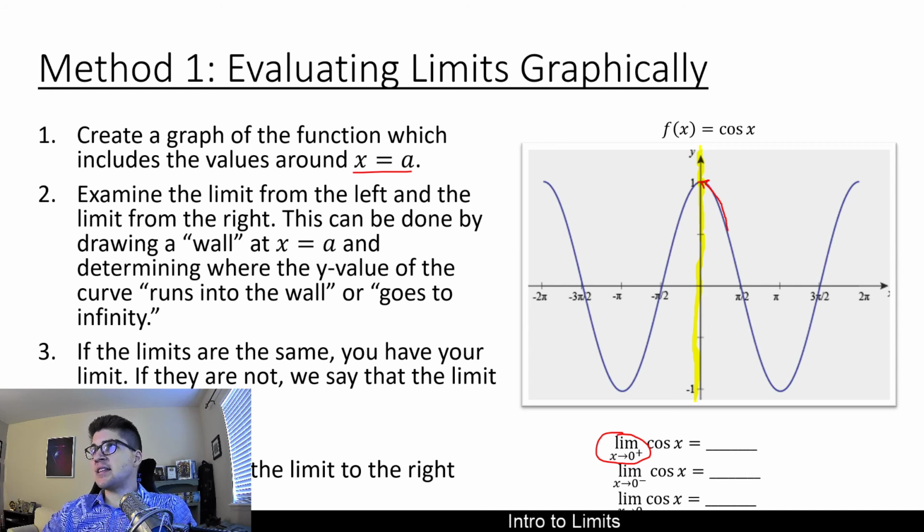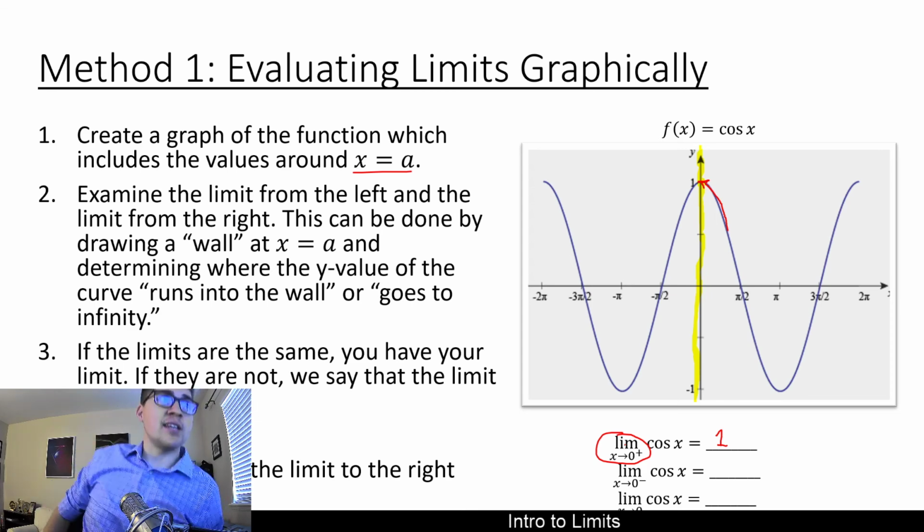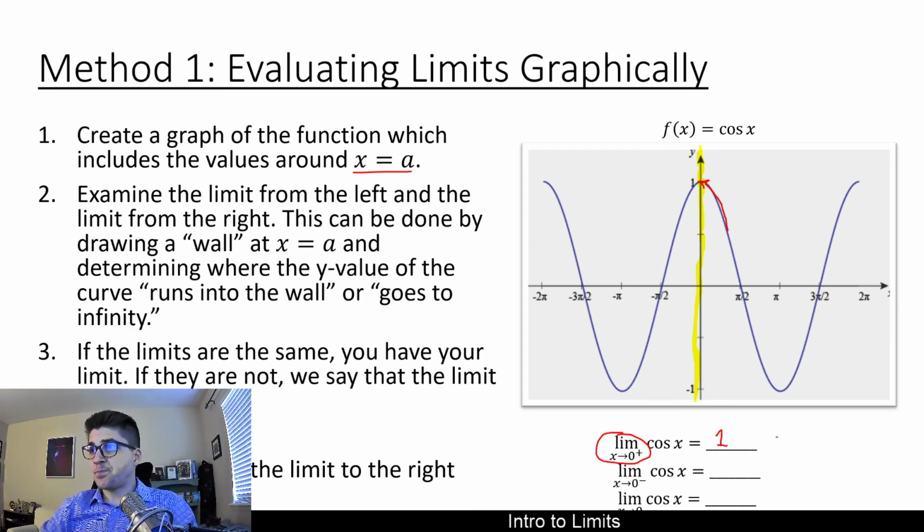And what I could see is it's getting closer and closer to the value of 1. That would be what's apparent from the graph. Numerically speaking, you would want to plug in values close to 0, say 0.1 or 0.01, slightly to the right of 0.